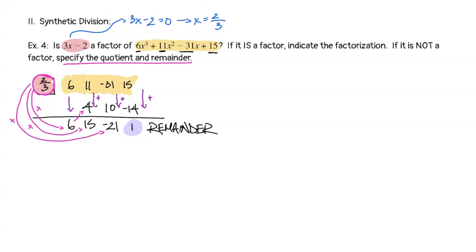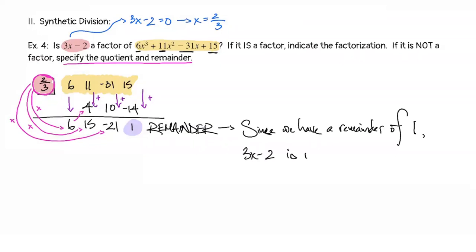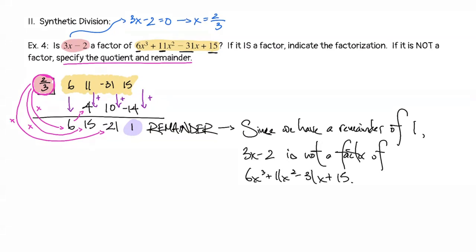Since we have a remainder of 1, 3x minus 2 is not a factor of 6x cubed plus 11x squared minus 31x plus 15. All right, so that's part of the question, right? Is it a factor or not? We said no, it is not, and we gave a reason.